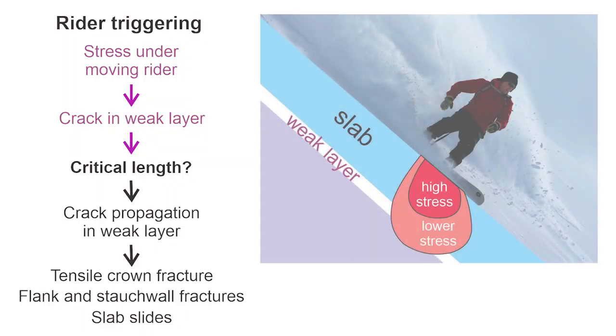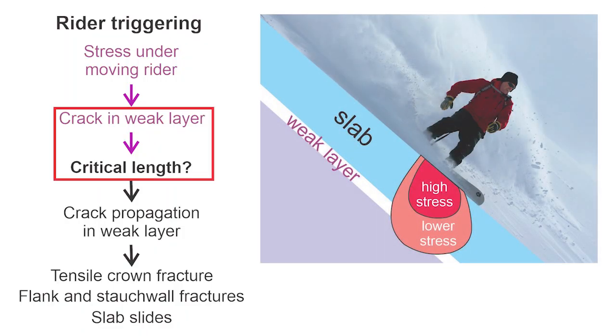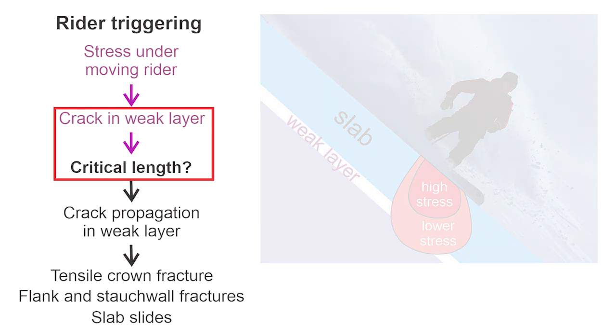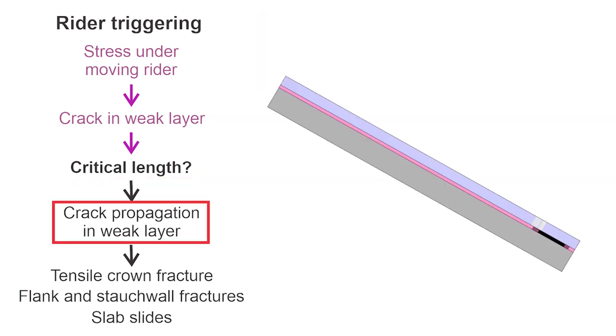So, at the stages that determine whether a rider triggers an avalanche, it is the stress under the rider and not slab tension that cracks the weak layer and starts propagation. However, at these latter stages, that is, when the crack is propagating in the weak layer, slab tension plays a key role. It drives the brittle crack in the weak layer and the tensile crack through the slab that forms the crown.